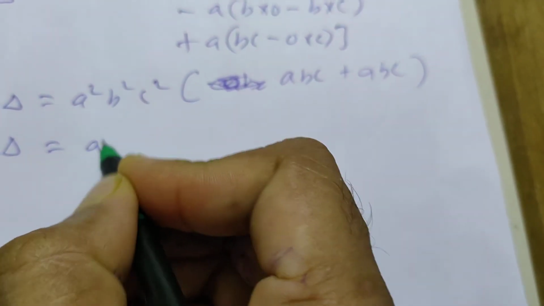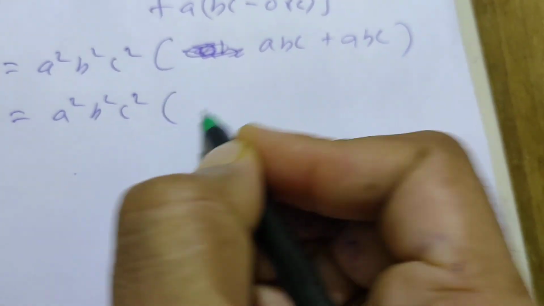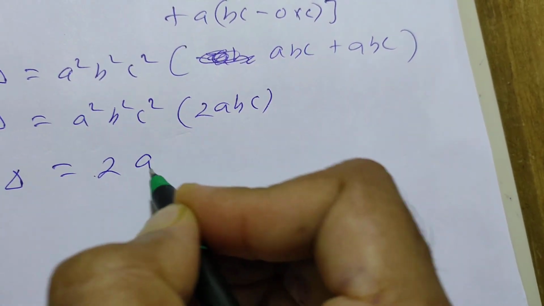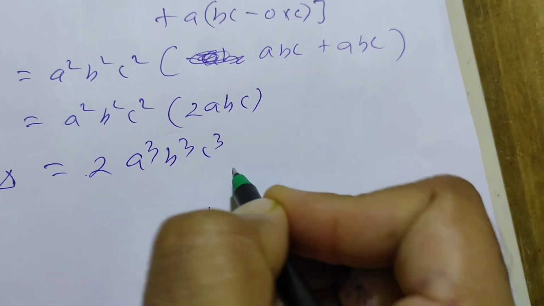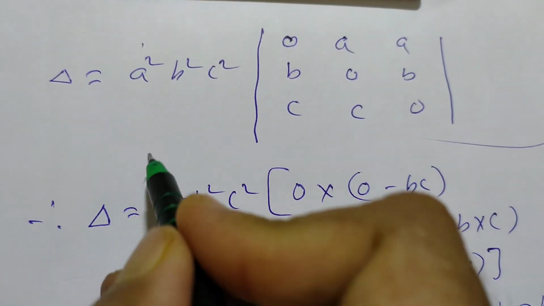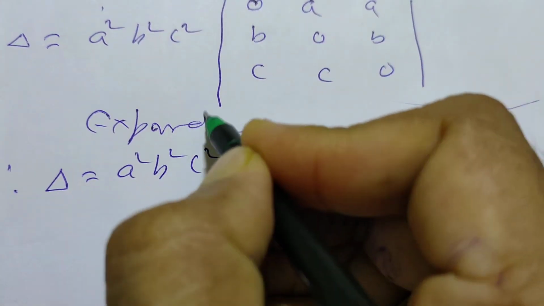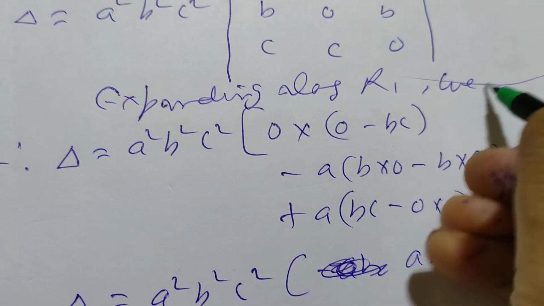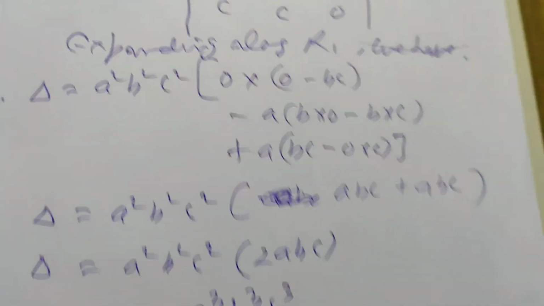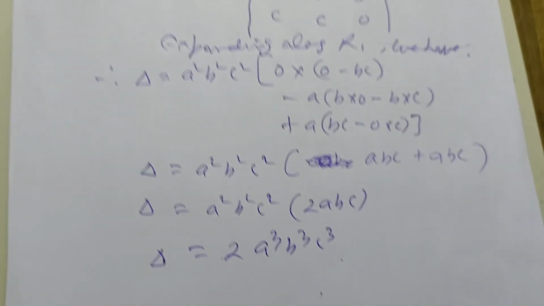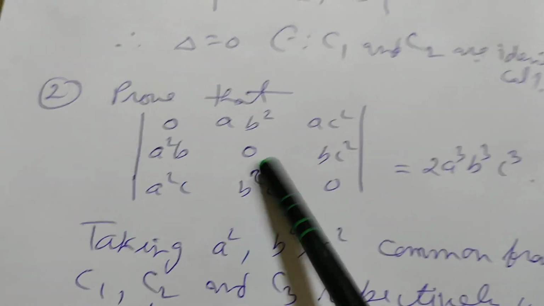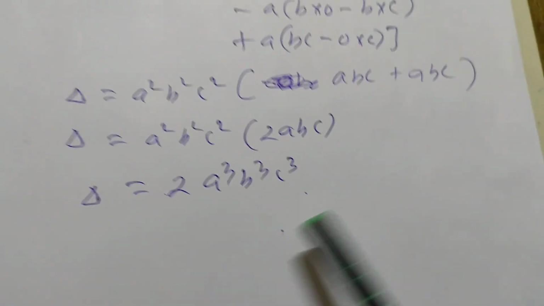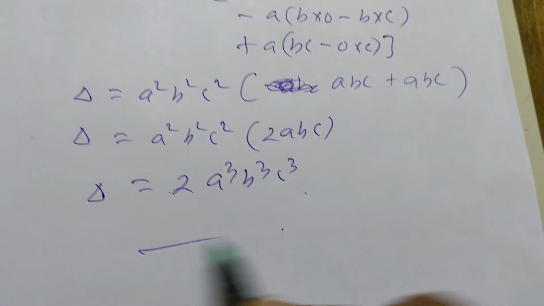Delta equal to a square, b square, c square into 2abc, that will give you delta equal to 2a cube, b cube, c cube. And here you can write down expanding along R1. So this is how we'll get, so this is our solution. I think this is what we have to obtain here. So prove that this is equal to 2a cube, b cube, c cube, and what we have got, 2a cube, b cube, c cube. So this is our solution.